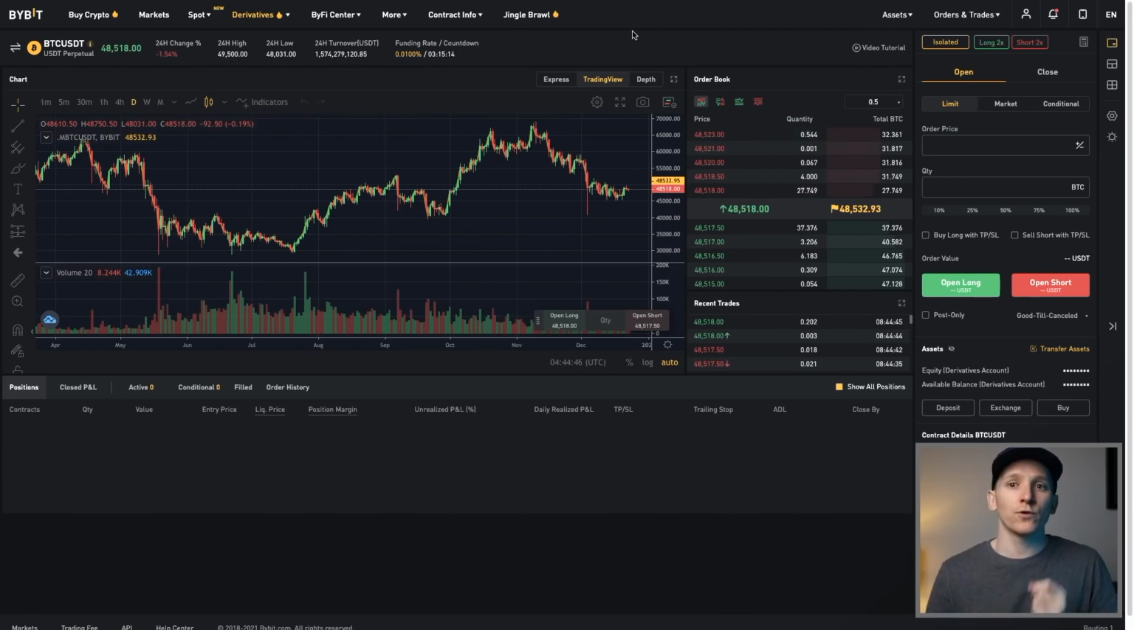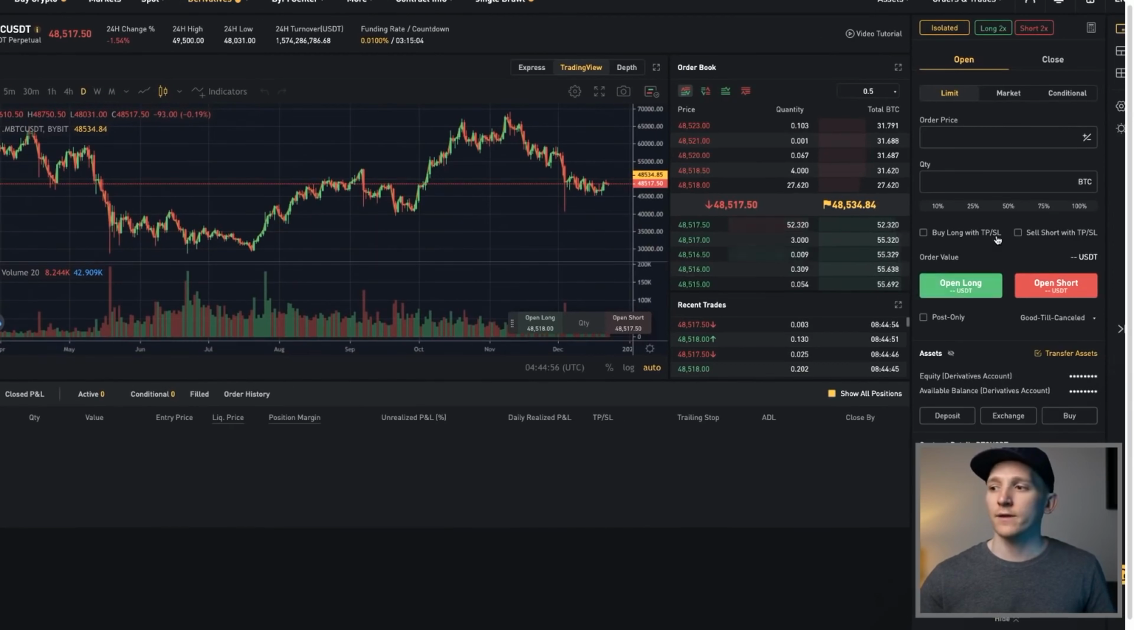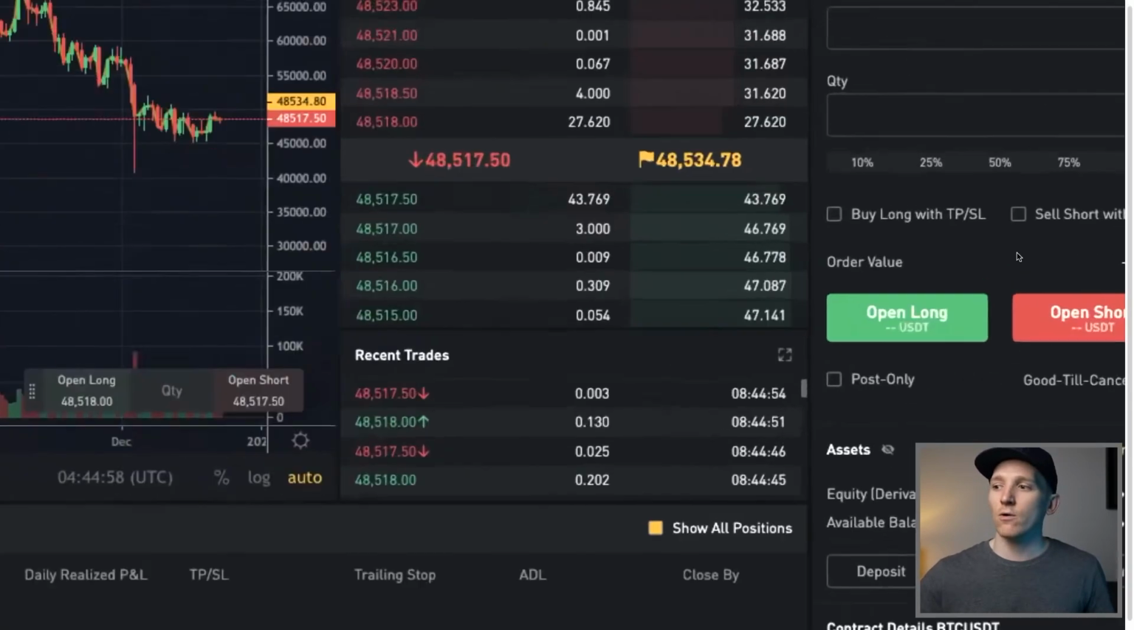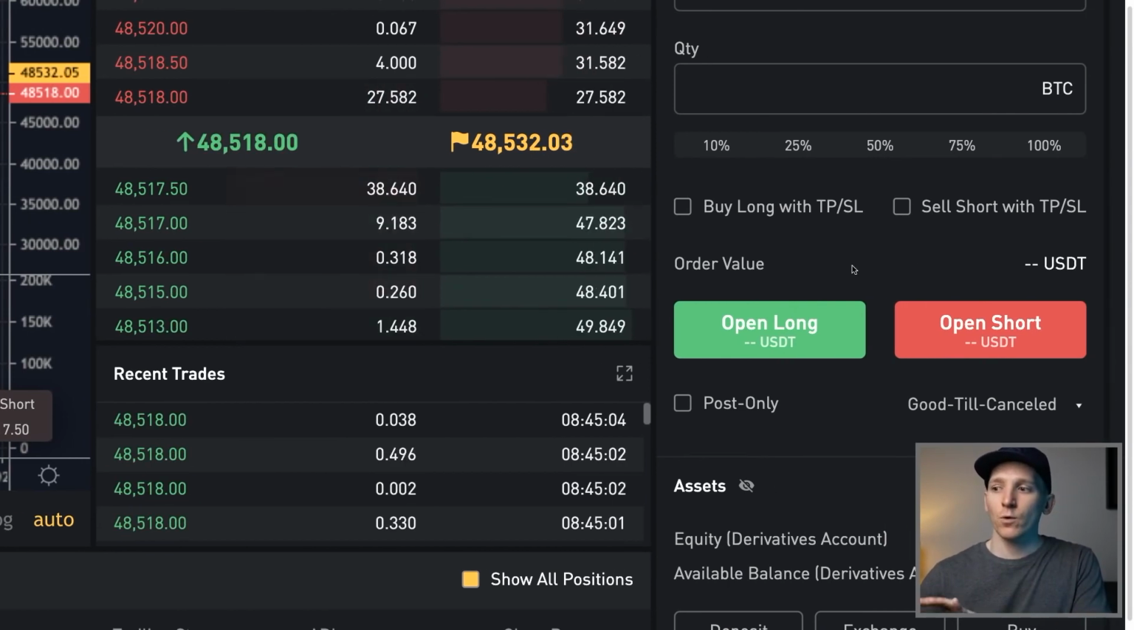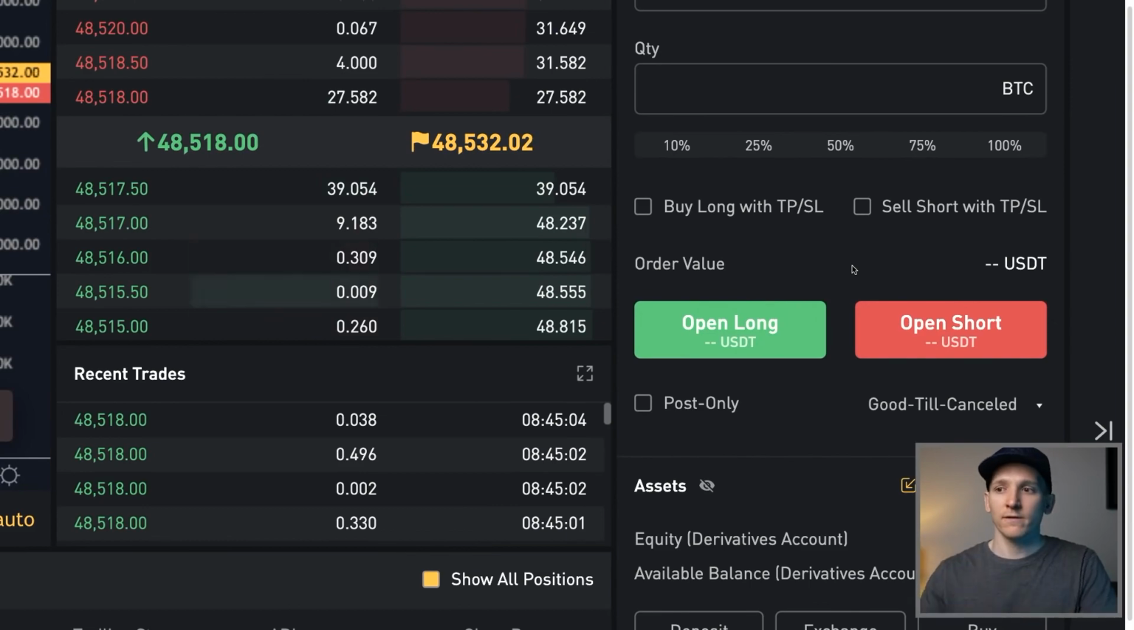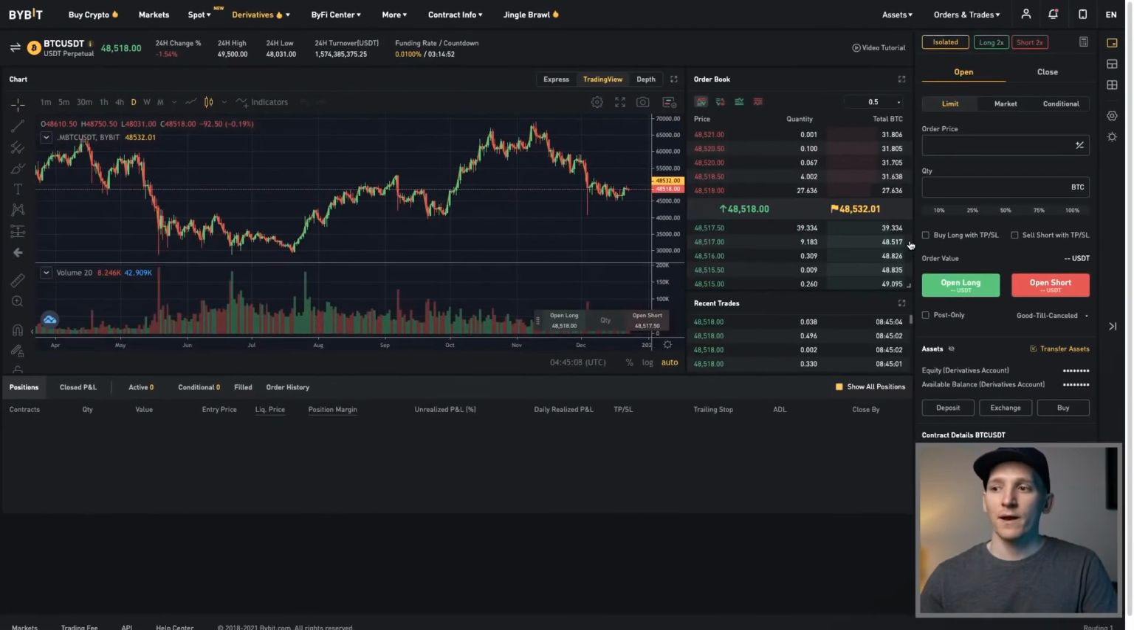So if you do want to use futures, and many people do, there's an advantage of lower trading fees. And also you have the ability to go long and short. You can't do that in the spot market. You can sell Bitcoin or Ethereum that you have, but you can't take a short position. You can do that with futures. So what you're doing essentially is betting on prices up and down. So that is the benefit of futures.